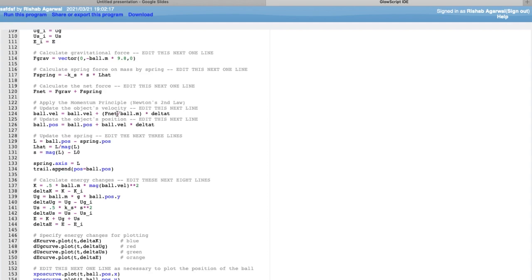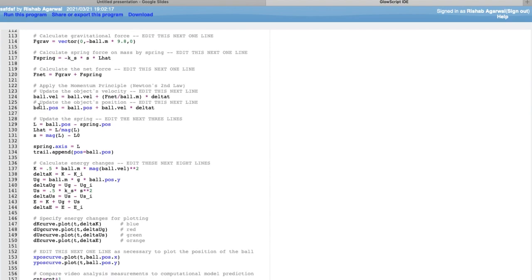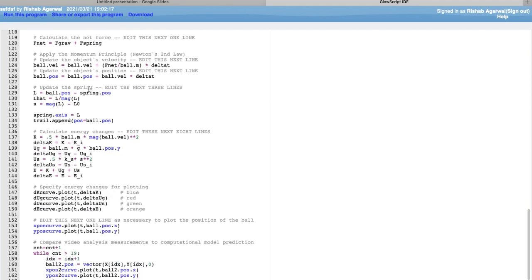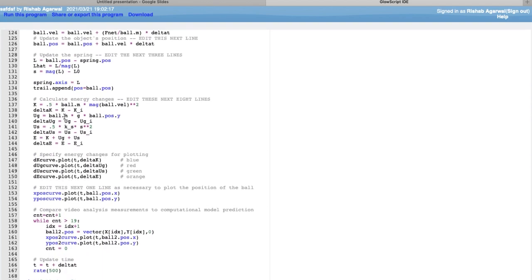net force divided by its mass times the change in time, where the net force divided by mass is equal to our acceleration. We can also update the position by saying the final position is equal to initial position plus velocity times time. Here, we use the same formula as above to update our spring. Finally, we calculate our changes in energy, where our formulas for energy, kinetic, potential, and spring are the same, except to solve for delta K, we use this energy minus its initial energy, final minus initial. As well as for the total energy, we use the final energy minus the initial energy.